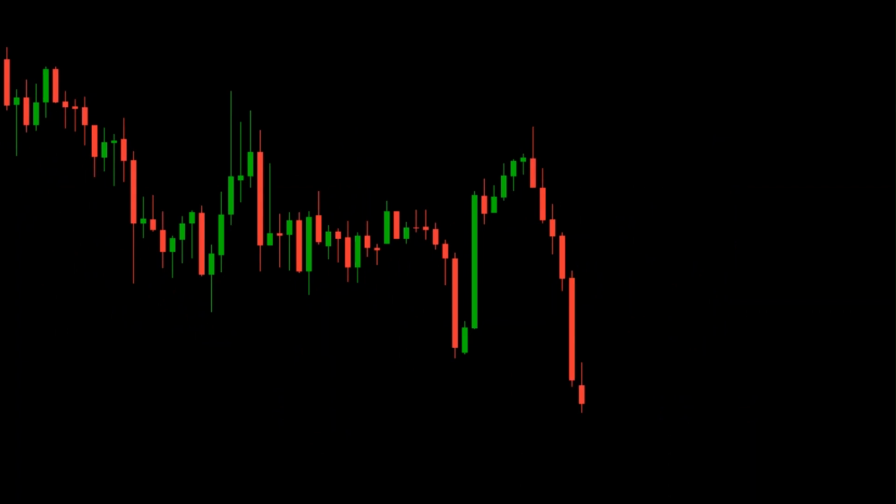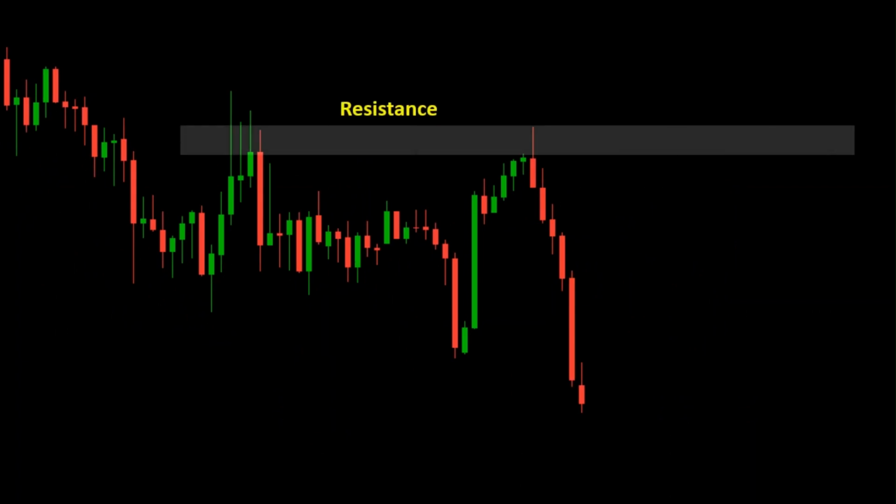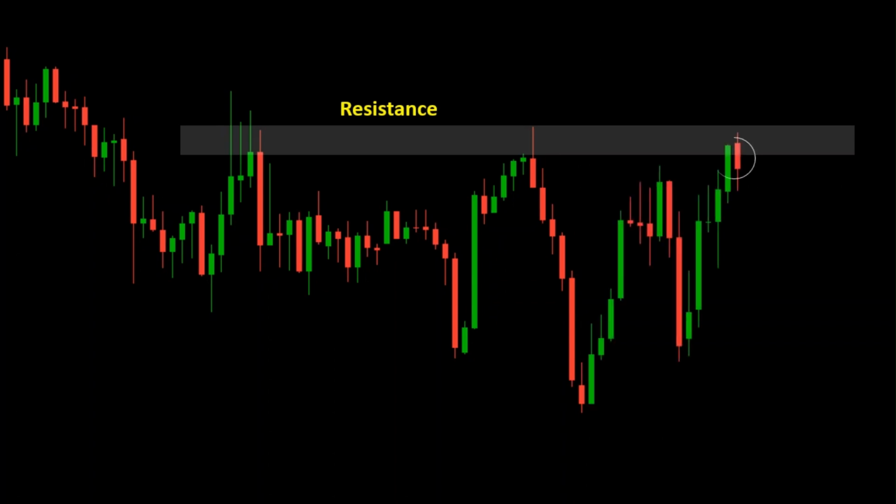In the next example, the price is rejected multiple times from the same level and created a resistance. Now we look for the pullback to the resistance level, and if the price shows some rejection, this will be our entry point to open our sell position. As we can see, the price made a significant move in the downward direction from our entry point.